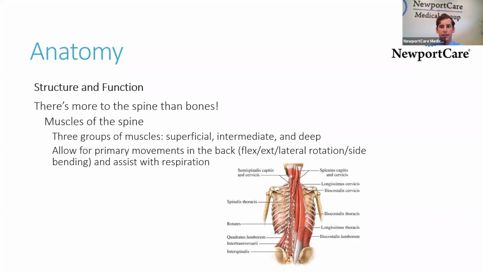We also have a series of different muscle layers that comprise the spinal column. We have three major groups of muscles in the spine.